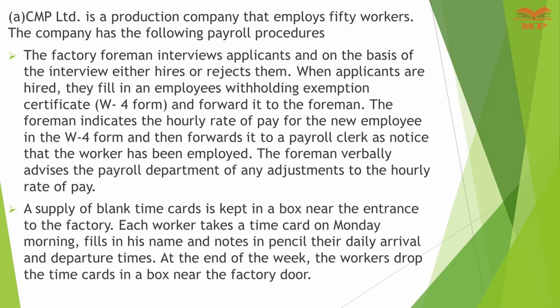1. The factory foreman interviews applicants, and on the basis of the interview, either hires or rejects them. When applicants are hired, they fill in an employee's withholding exemption certificate and forward it to the foreman. The foreman indicates the hourly rate of pay for the new employee in the W4 form and then forwards it to a payroll clerk as notice that the worker has been employed. The foreman verbally advises the payroll department of any adjustments to the hourly rate of pay.